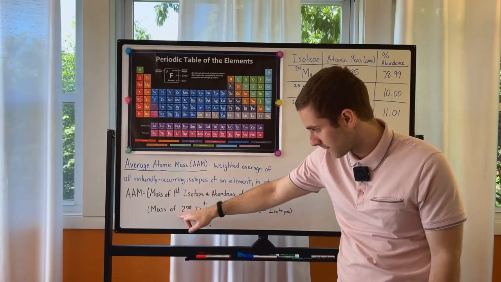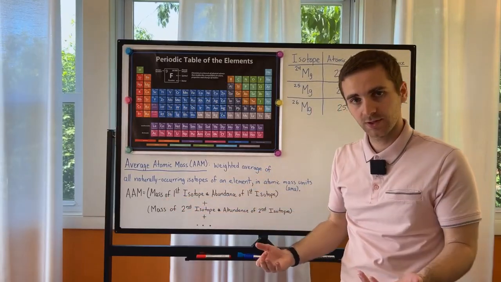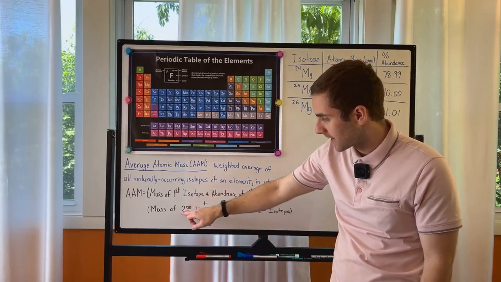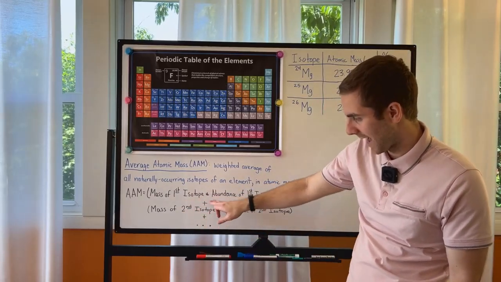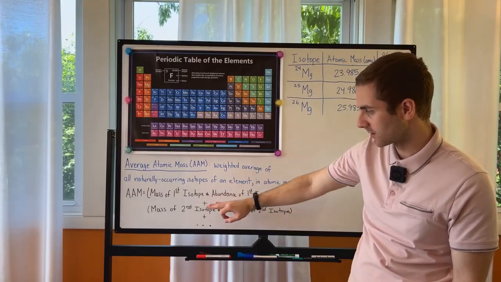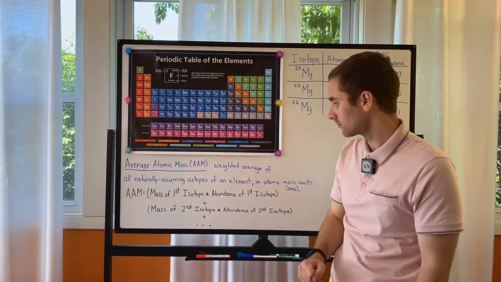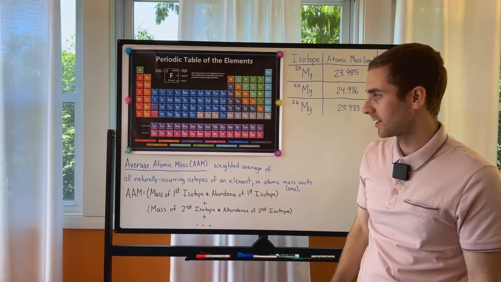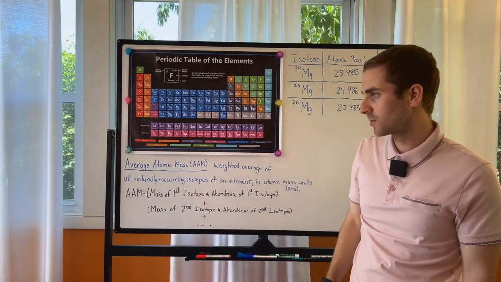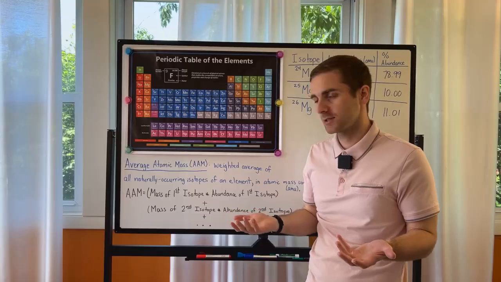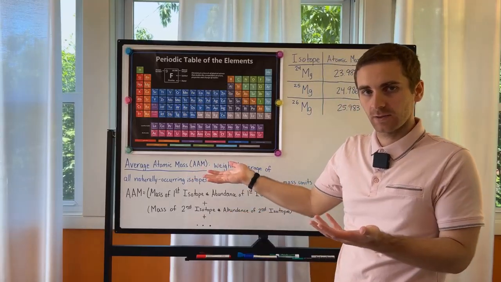And then you would do the same for the next isotope if there is a second isotope. You would repeat this process for each isotope that an element has, and then you would add the products of each of those together. Another way of thinking about this number is, when you do this calculation, what it comes out to be is simply the average mass of an atom of that element.